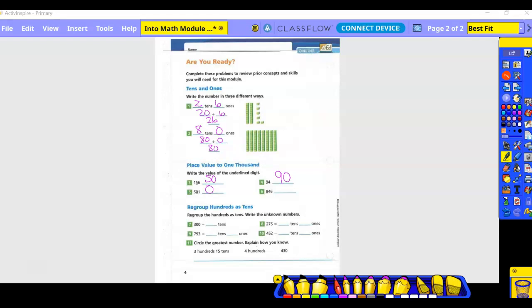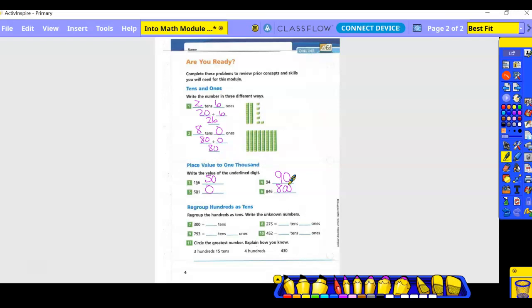846. Okay. So they underline the 8. What place is that in? What place value? The 100. So 8 times 100 is 800. And we've seen some of those on our buckets, right? Yes. Okay. All right.